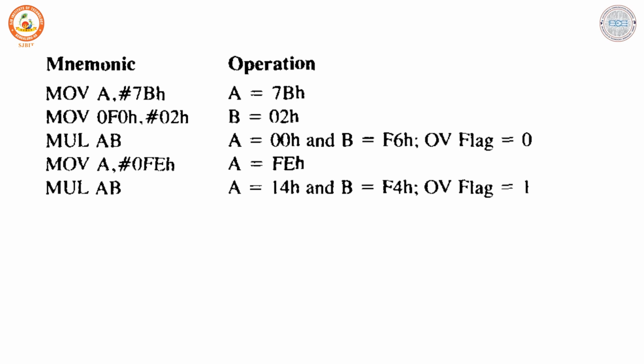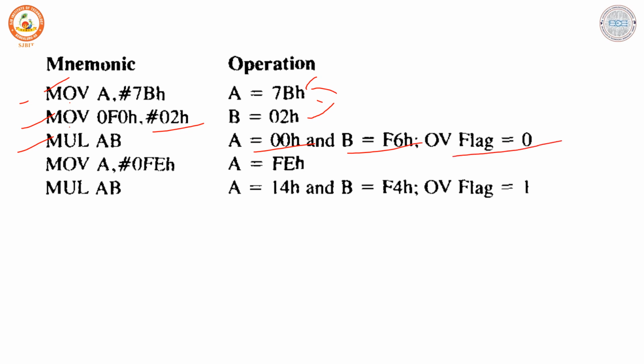This is a simple example to show the multiplication operation where I am loading A with an immediate value 7B, and B, which is the address location F0, is loaded with an immediate value 02. When I perform multiplication of A and B, that means when I multiply 02 with 7B, the result will be 00F6, where the accumulator is loaded with 00 and B with F6, and the overflow flag is set to 0.